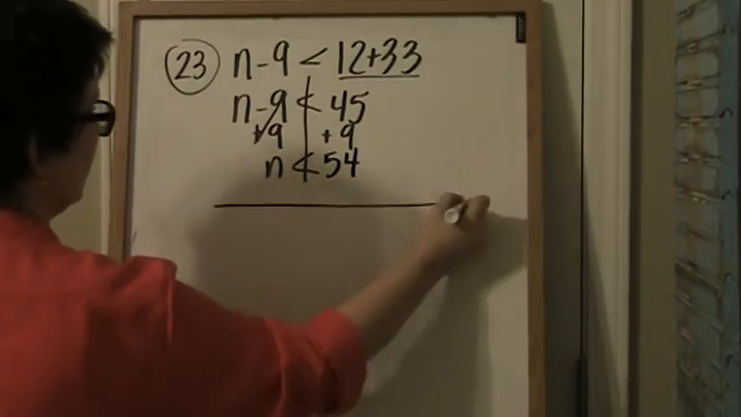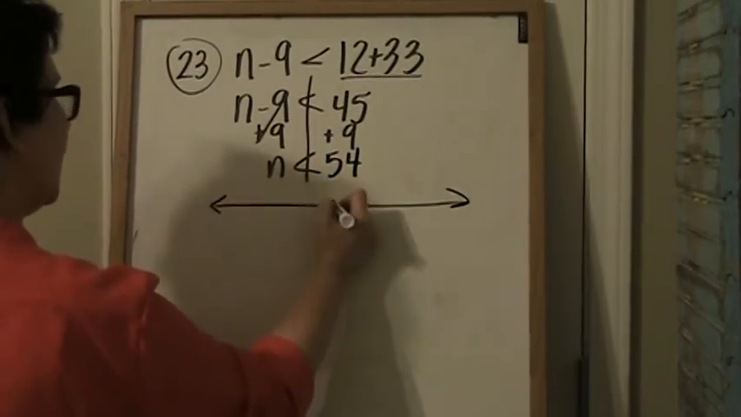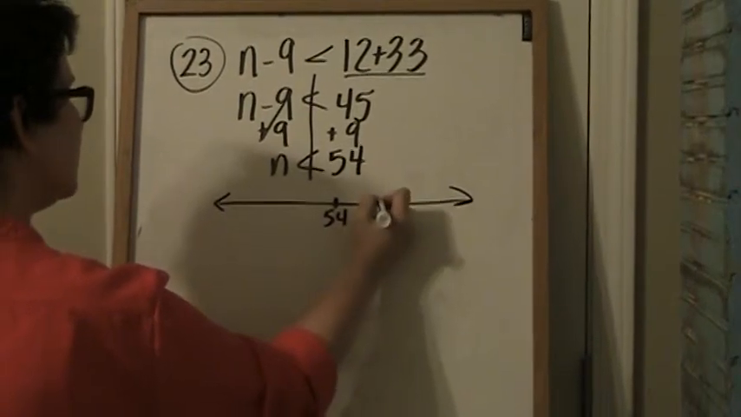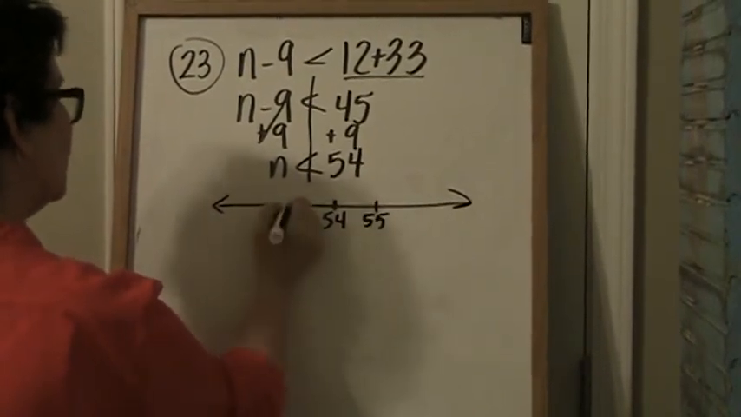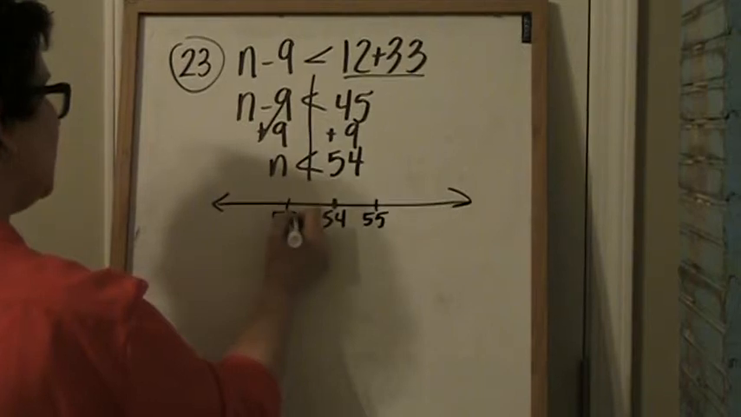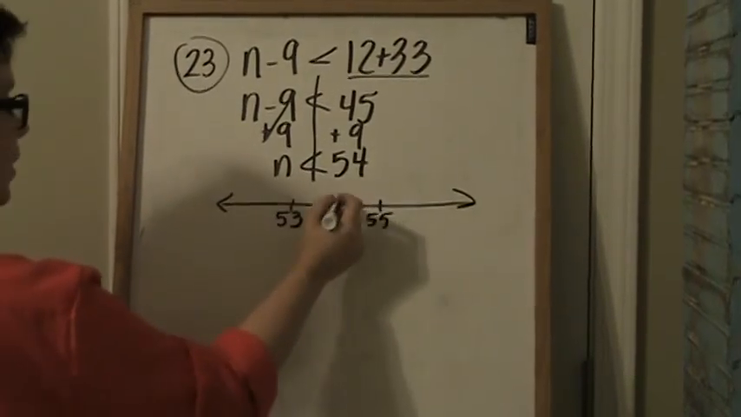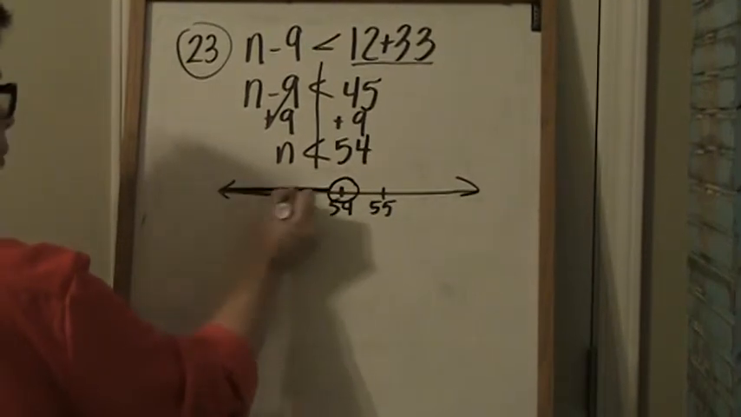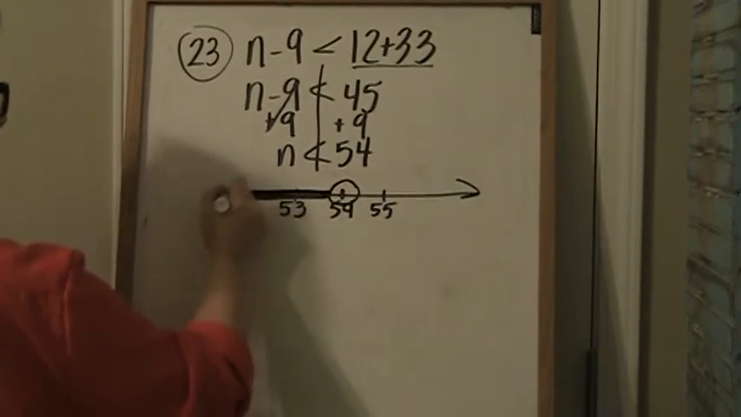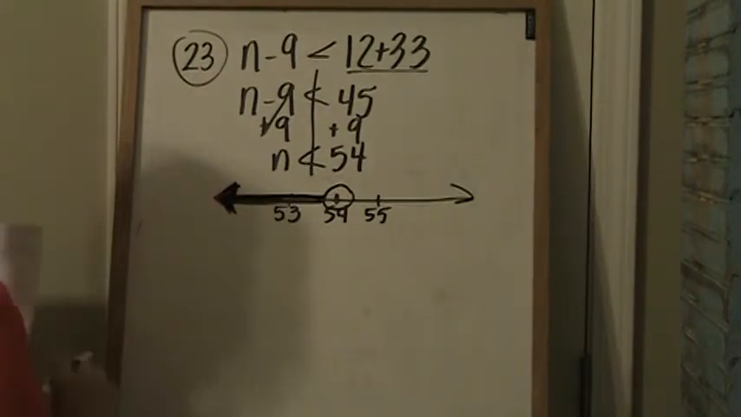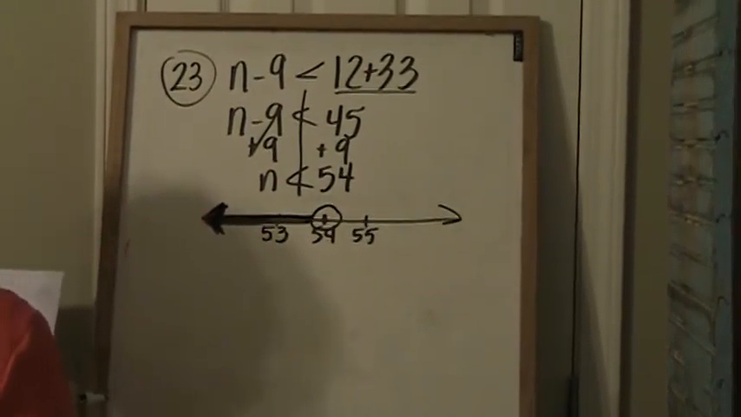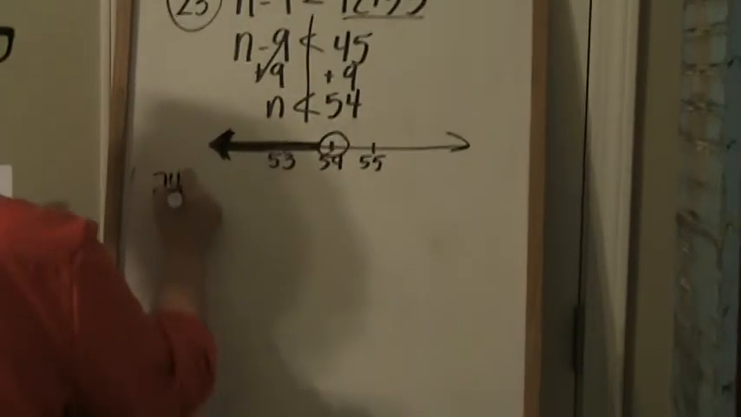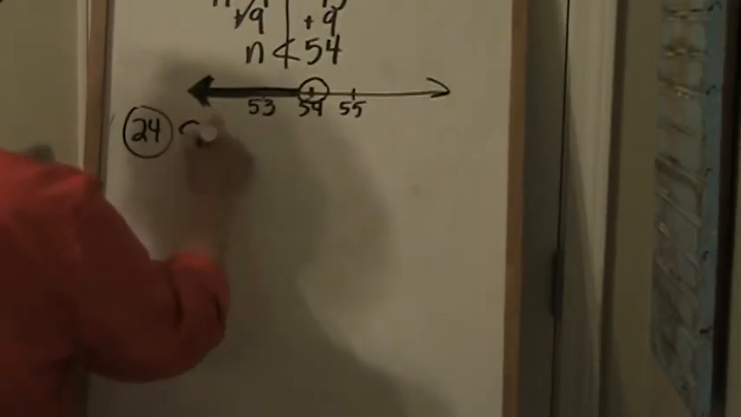Okay, so in order to do my graph, I need at least 3 points. We're looking for less than, so we are not including 54. And we're going to shade everything less than 54. Okay? All right, number 24 gets a little tricky with your graphing.